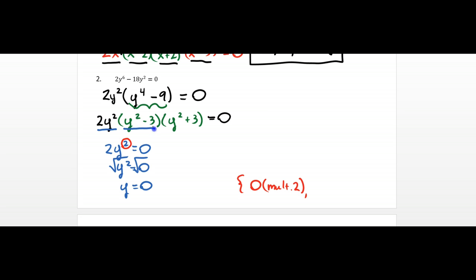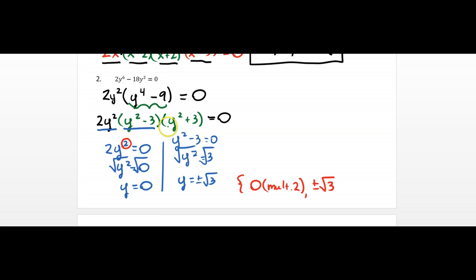Y squared minus 3 equals 0 is another possibility. So if y squared minus 3 is equal to 0, that means y squared is equal to positive 3. And so just like the last problem, when we take the square root of both sides, we get y is equal to plus or minus radical 3. Okay, so another possibility for zeros are positive and negative radical 3.